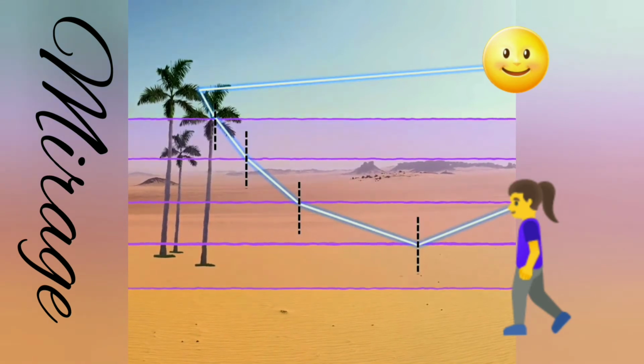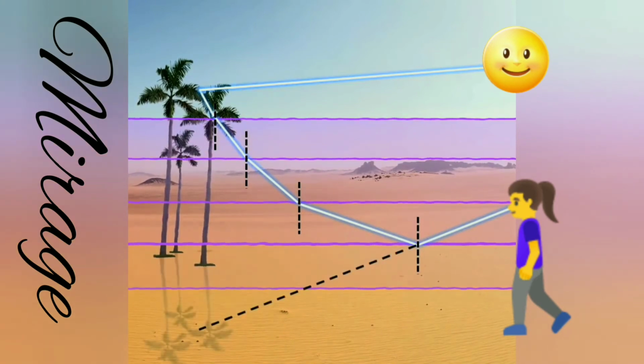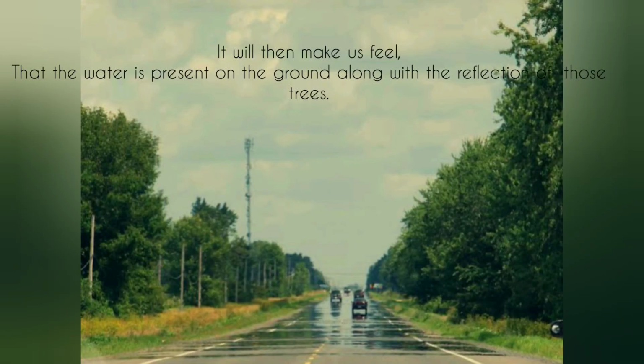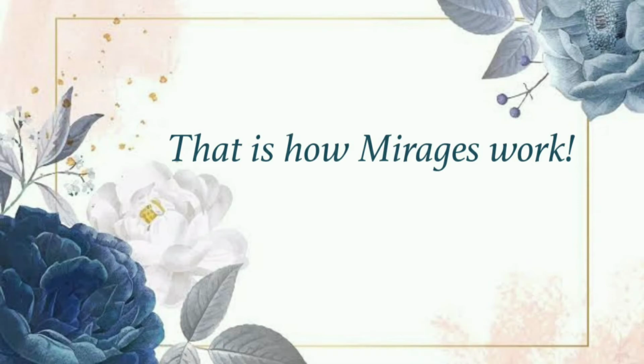Now as we know, light rays have linear motion and they travel in a straight line. Now those light rays from the girl's eye will travel straight to the ground, and there the girl can see the reflection of those trees onto the ground. But along with this, for a mirage to happen, the same phenomenon has to occur with the clouds too. When the reflection of clouds is seen on the ground through the same phenomenon as the reflection of those trees, it makes us feel that water is present on the ground along with the reflection of those trees. That is how mirages work.